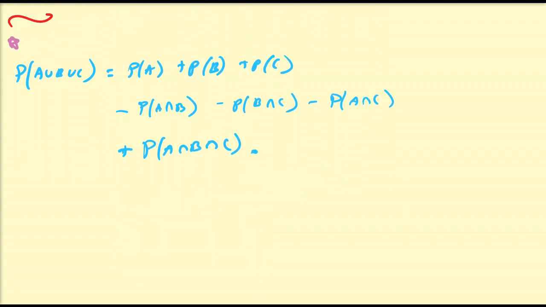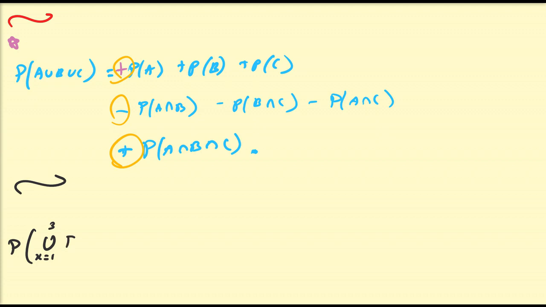So of course, an important observation: notice that the signs in front of our single sets, double sets, and triple sets alternate between plus and minus. So let's see if we can generalize this notation just a little bit. The probability of the union from k equals 1 to 3, and I'm going to call these sets A, B, C as E1, E2, and E3 before we generalize this a bit.